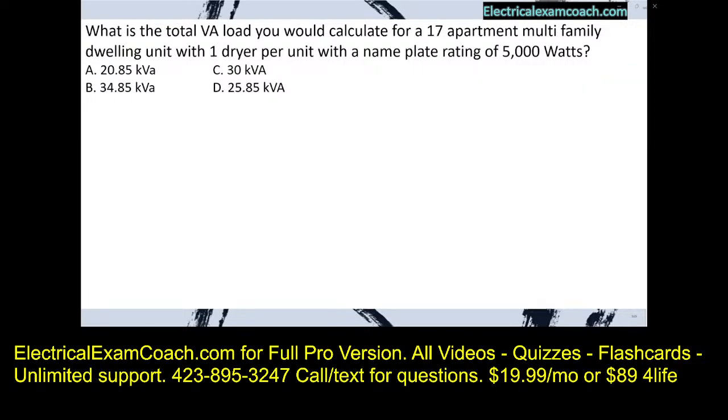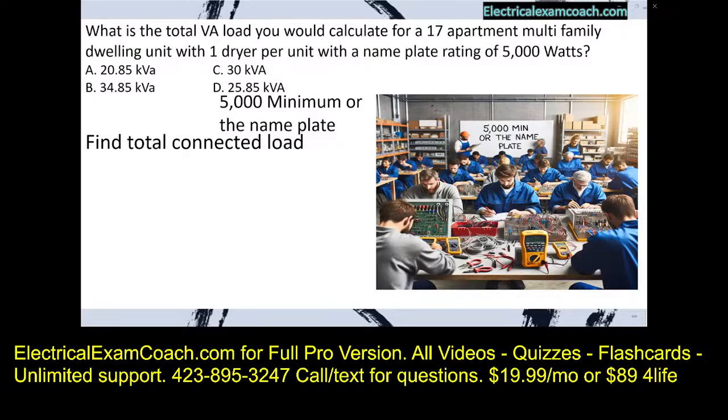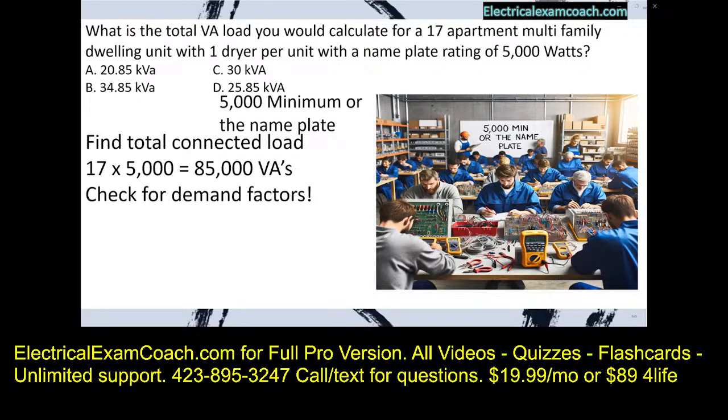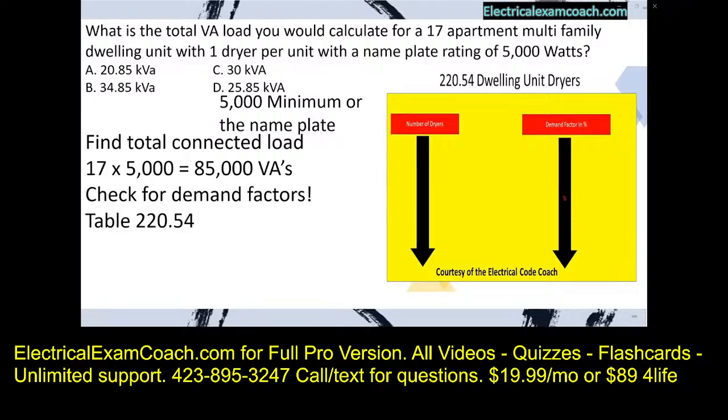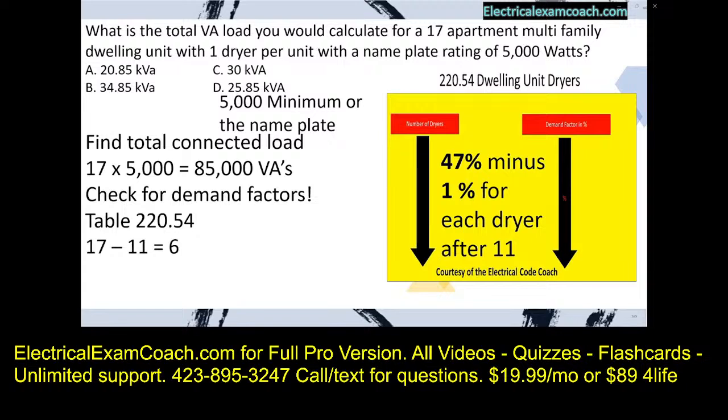What is the total VA load you would calculate for a 17 apartment multifamily dwelling unit with 1 dryer per unit and a nameplate rating of 5,000 watts? First, we're going to find our total connected load. We're going to use 5,000 minimum or the nameplate, whichever is larger. We take our 17 units, multiplied by 5,000 each, and that gives us 85,000 VAs. Now, let's check for demand factors. When we get to table 220.54, we're going to find that it's a 47% base minus 1% for each dryer past 11. So what we do is first have to figure out how many dryers we are past 11. We have 17 dryers minus the 11 base, and that lets us know that we're 6 past 11.